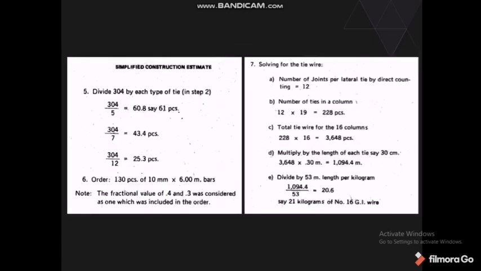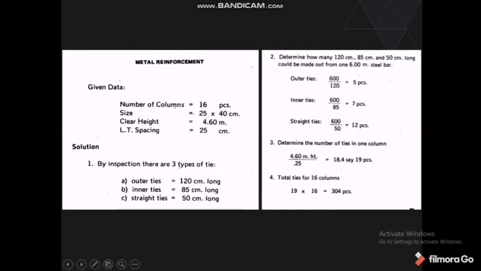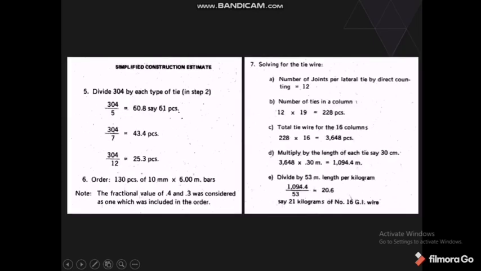For the fifth part, the total ties for 16 columns is 304 pieces, and then for the next part, that 304 pieces is divided by the number of pieces from each type of tie in step 2. So 304 divide 5 equals 60.8, say 61 pieces, and 304 divide 7 is 43.4 pieces, and 304 divide 12 is 25.3 pieces. For the sixth part, order 130 pieces of 10 millimeter times 6 meter bars. And note, the fractional value of 0.4 and 0.3 was considered as 1, which was included in the order.